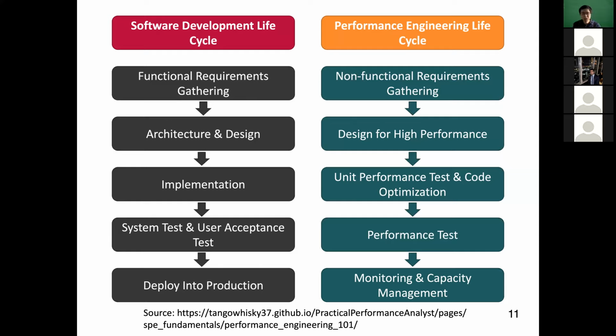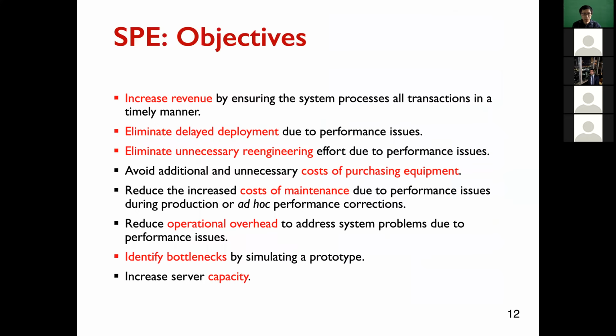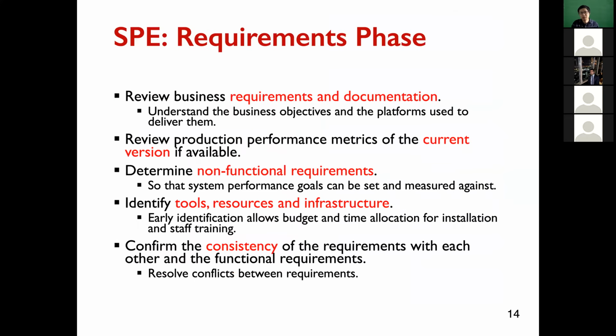Then I'll talk about each step. The first step is functional requirements gathering in the software development lifecycle and non-functional requirements gathering in the performance engineering lifecycle. So, okay. How to gather these non-functional requirements? Firstly, we need to review business requirements and documentation. From there, we get the non-functional requirements, right? Business requirements and documentation are usually high-level requirements. We need to derive lower-level non-functional requirements from such documents and requirements, okay?